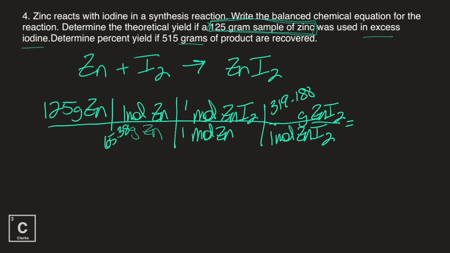With 3 sig figs, I am getting 610. And to make that 3 sig figs, I'm going to put that decimal here. That would be grams of ZnI2. Remember, this is our theoretical yield.